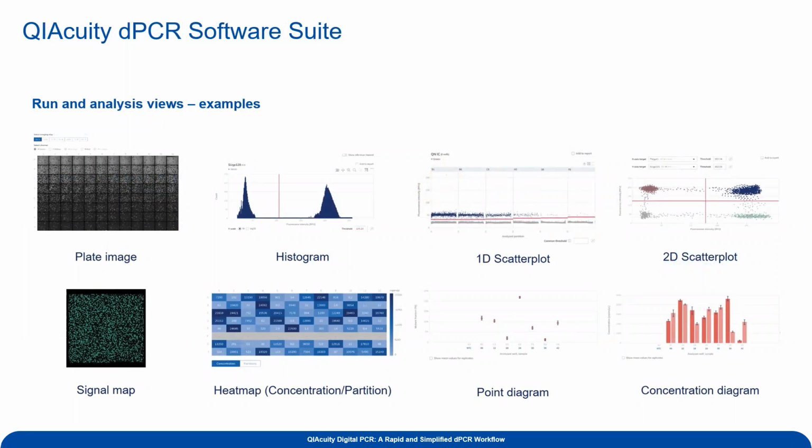Your software is going to look very similar to any existing dPCR software that you may have used in the past, in that we're going to have our 1 or 2D scatter plots. You'll have your secondary analysis tools like concentration or point diagrams. One thing that is different is you're going to actually have the raw data to go back to. If anything looks skewed or off, you can always do some quality control on those plate images.